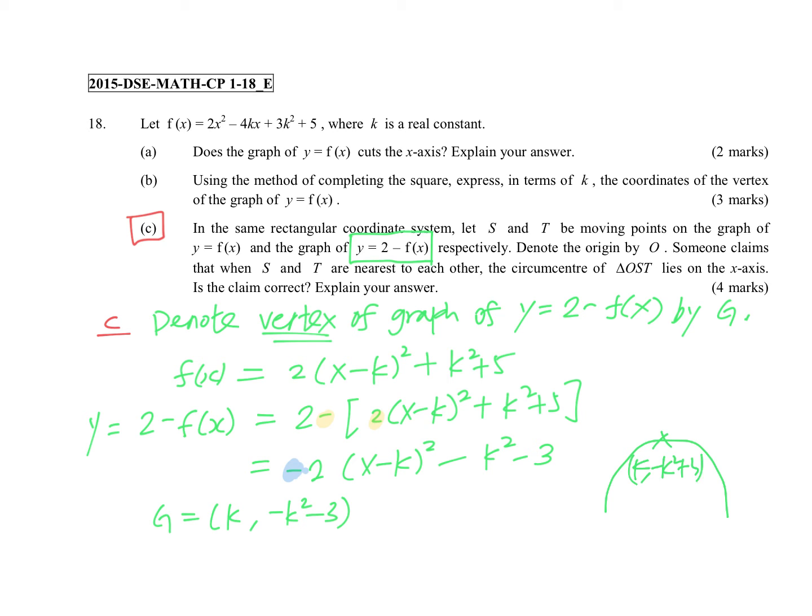And then the original graph will be y equals f(x). You can see that this graph will be opening upwards, with the vertex (k, k squared plus 5).